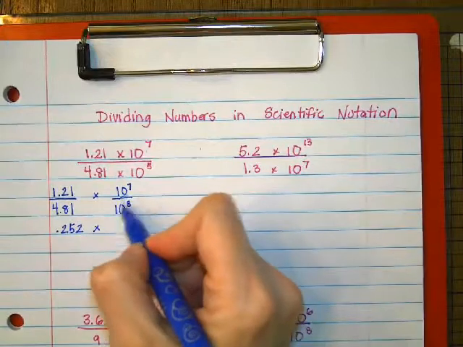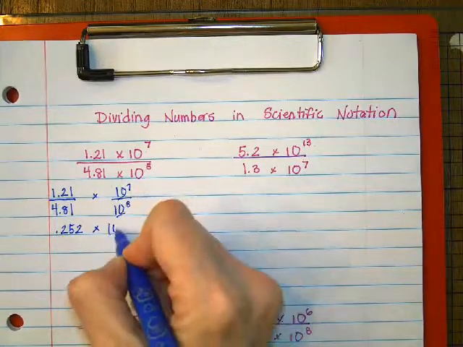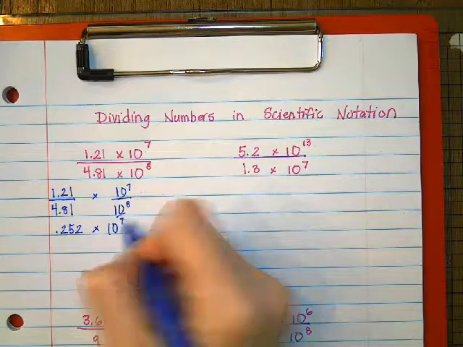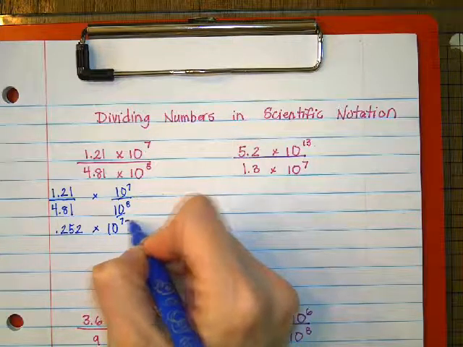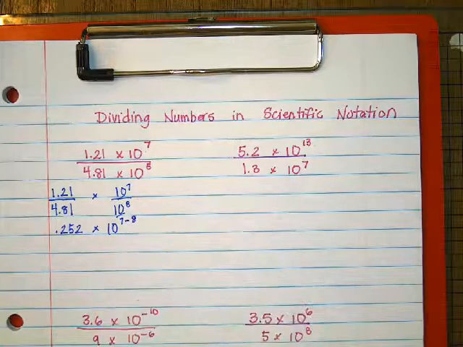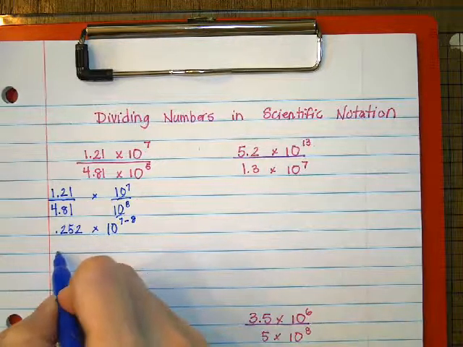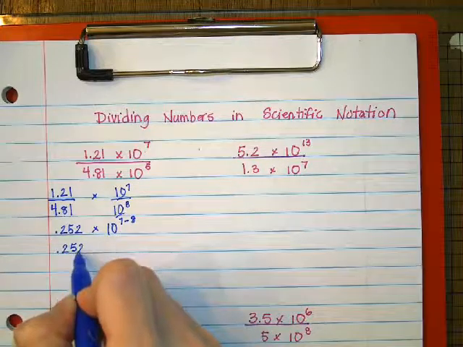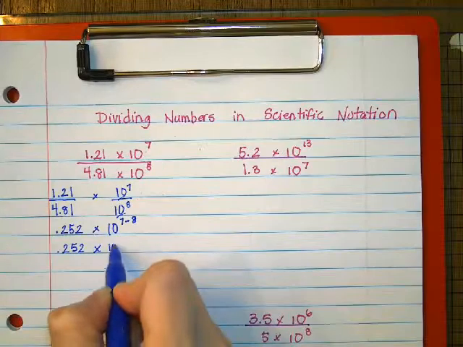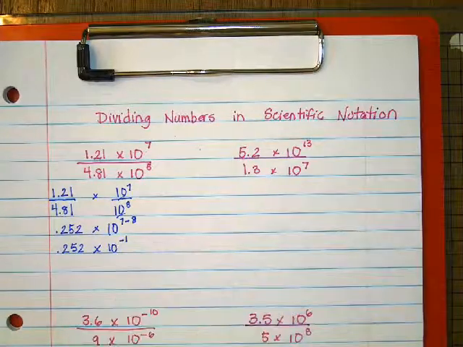We're going to keep our bases. Remember, our bases are the same. They're 10. So we take their exponents. Top exponent is 7 minus the bottom exponent, which is 8. So the rules are not changing from what we did a second ago. So now we got 0.252, and then 7 take away 8 is negative 1.